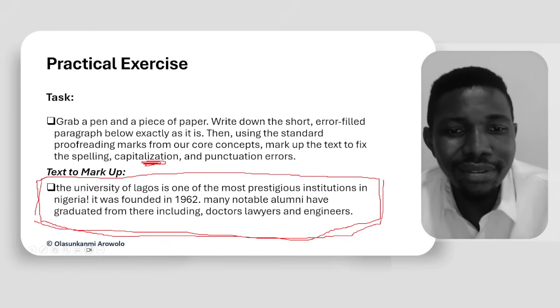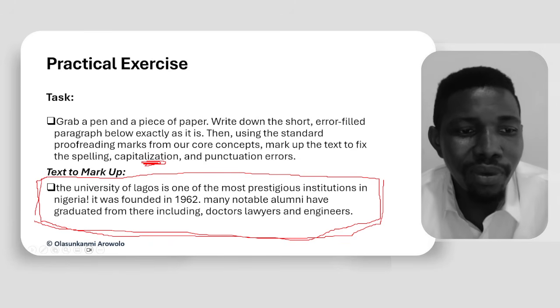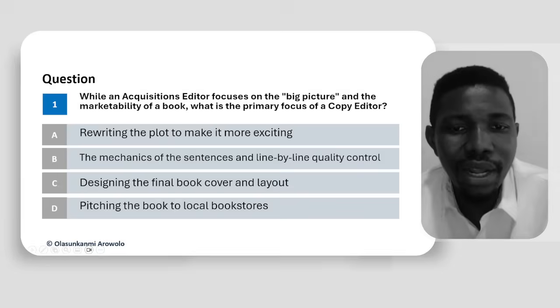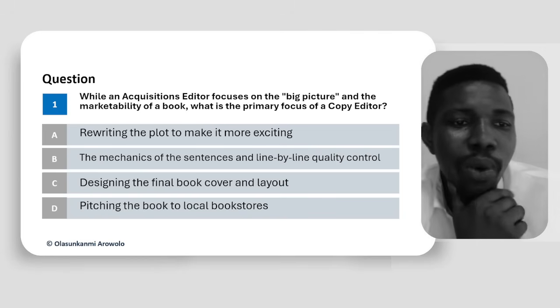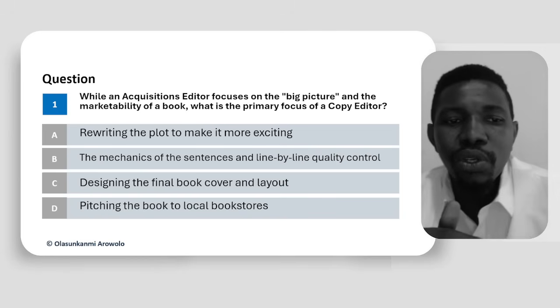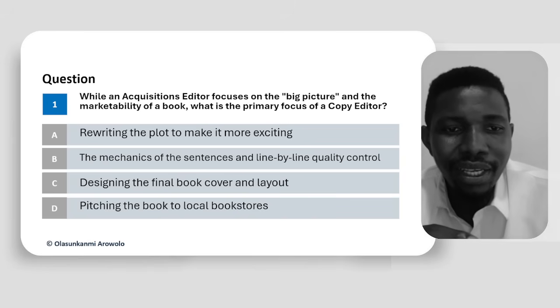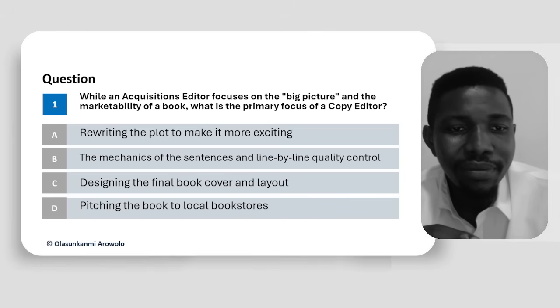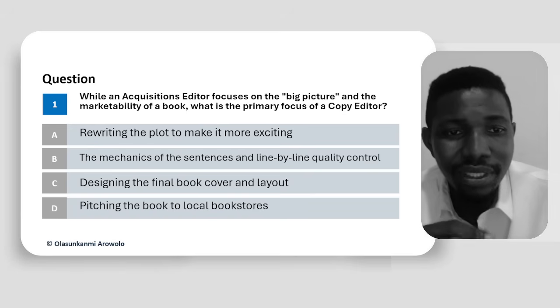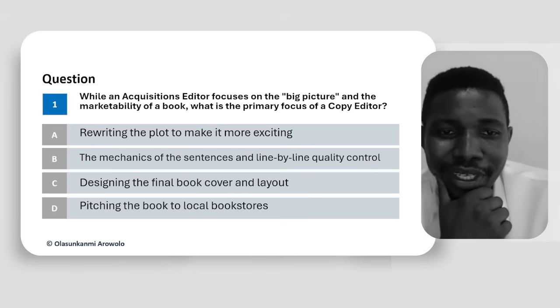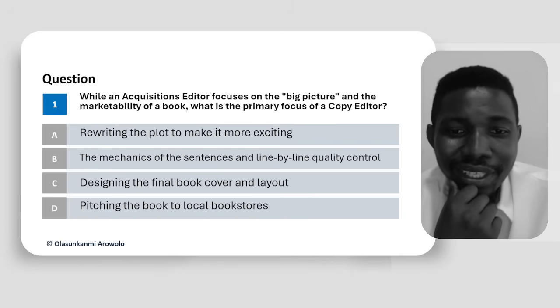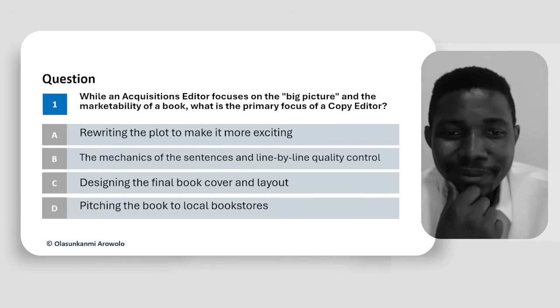If you are done with that, let's take another question. Why does an acquisition editor focus on the big picture, the copy and the marketability of a book? What is the primary focus of the copy editor? Remember, we've done this before.